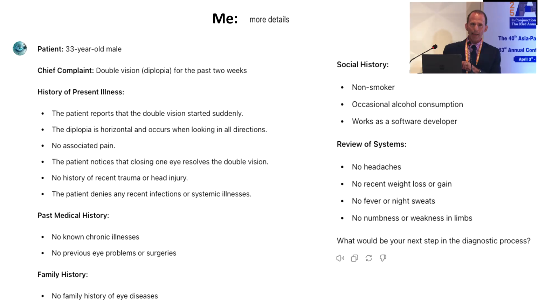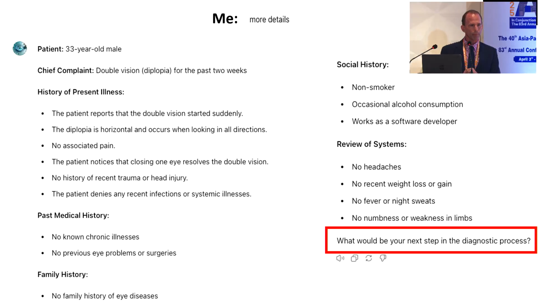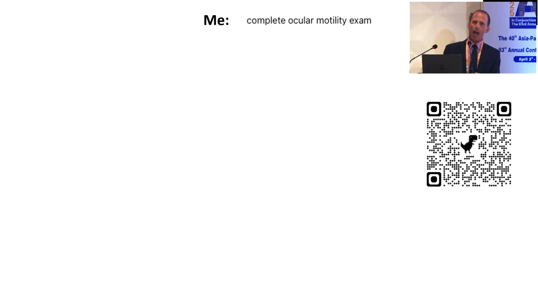I'm not going to read all that. So here are the more details. It takes less than 1 second for AI to give me this more detailed case presentation of this 33-year-old with double vision. At the bottom it says, what would be your next step in the diagnostic process? Me: complete ocular motility examination. I'm a neuro-ophthalmologist, by the way.